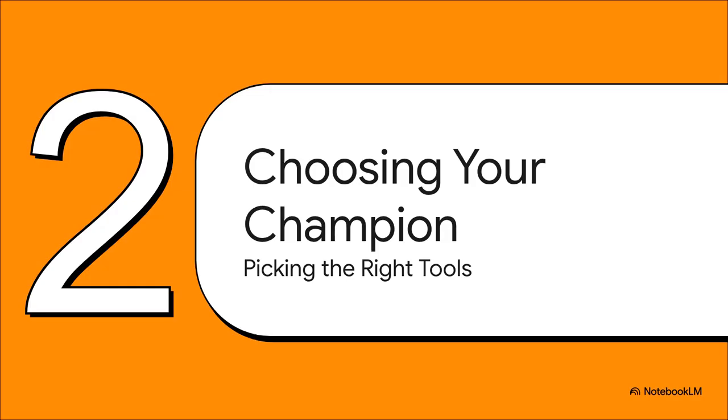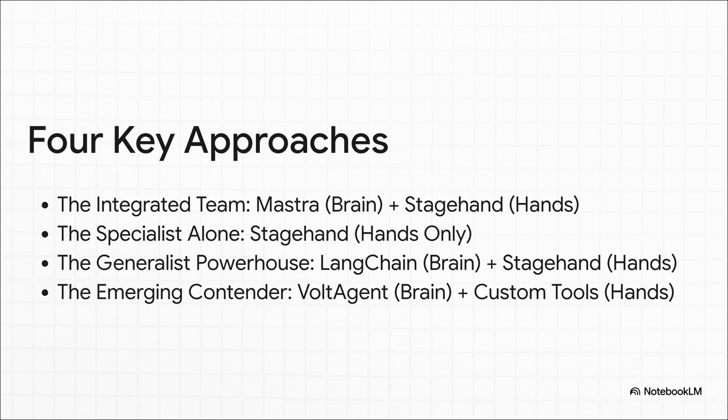Okay, so this brain and hands idea is a fantastic concept, right? But how does it actually play out in the real world? To build anything great, you've got to have the right tools. So let's take a look at the actual frameworks out there that you can use to build your own champion automations. We're going to look at four main strategies here, and you can kind of think of them like building a project team. First, you could have a tightly integrated duo, like Mastra and Stagehand.